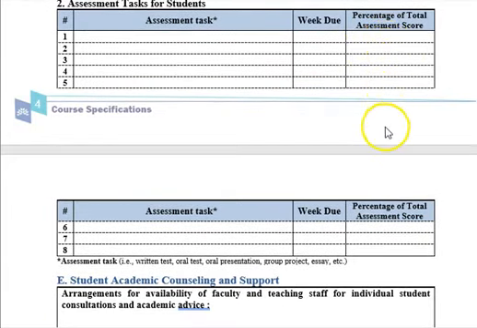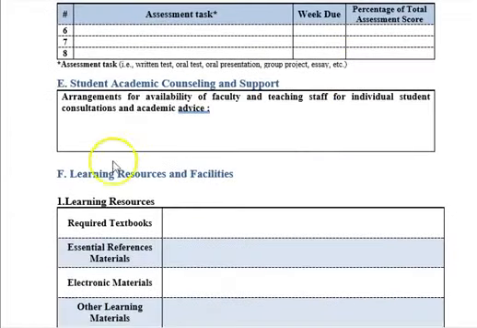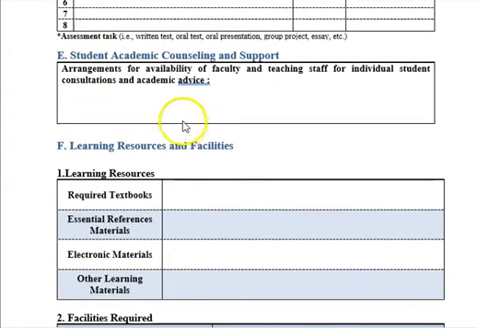Student academic counseling and support. This should be written exactly the same for all course specifications as in the program specifications, which means students are distributed over advisors, they have advising forms, they have to meet them, and so on. So these are the office hours, and everything should be the same for all instructors.